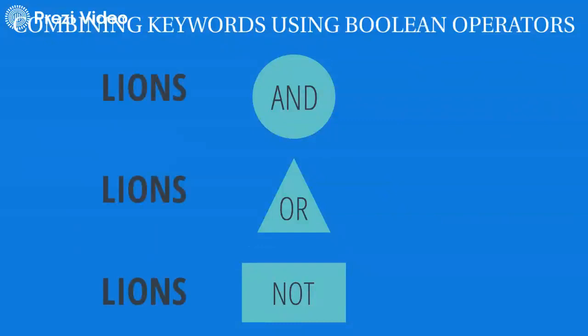So for example, let's say I'm looking for lions, and I'm going to combine lions with another search term using the different Boolean operators. So if I'm looking for lions and tigers, the results that I'm going to get back are going to contain both the word lions and the word tigers appearing in the same document.